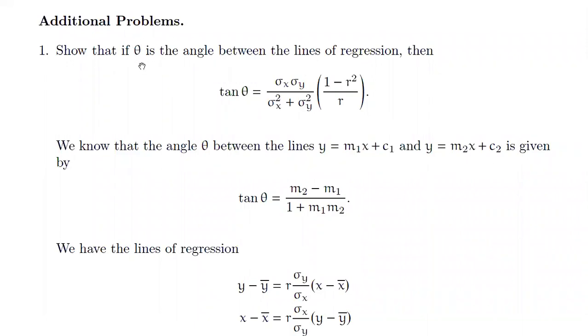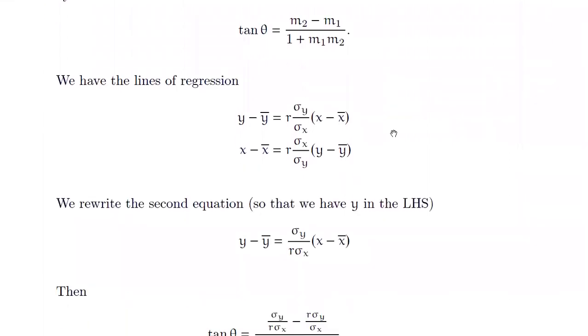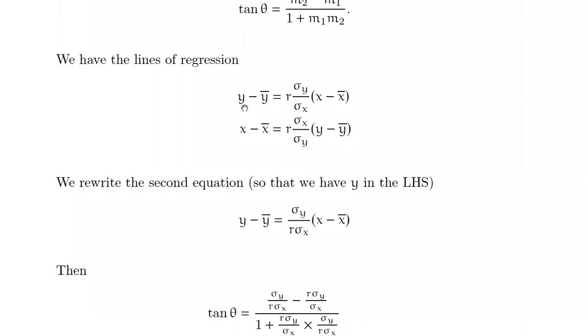So in order to calculate the value of theta, we are using this relation, that is tan theta equal to sigma x into sigma y by sigma x square plus sigma y square into 1 minus r square. This is what we have to prove. And we know the regression lines: the regression line of y on x is y minus y bar equal to r sigma y by sigma x into x minus x bar, and the regression line of x on y is x minus x bar equal to r sigma x by sigma y into y minus y bar.